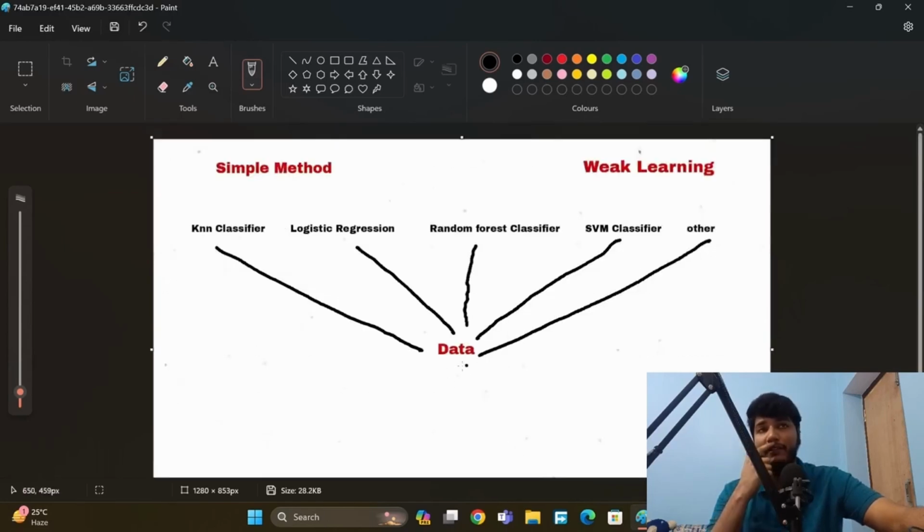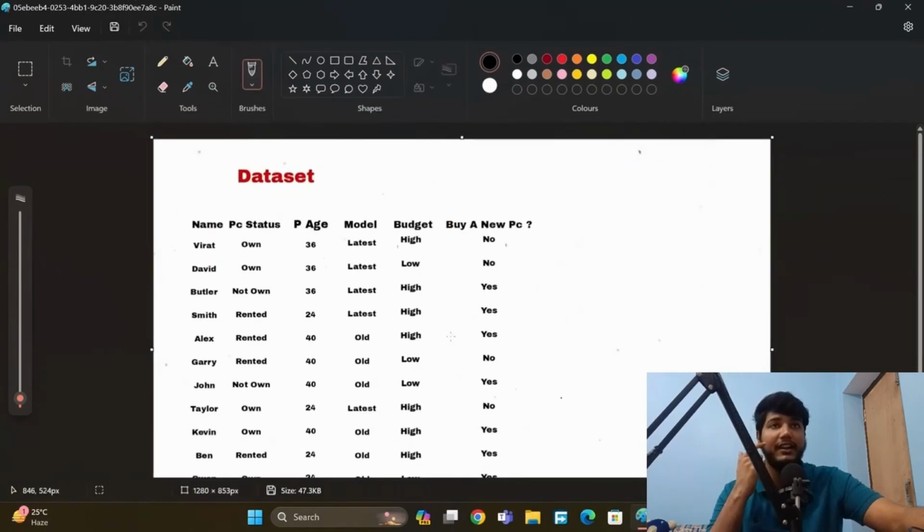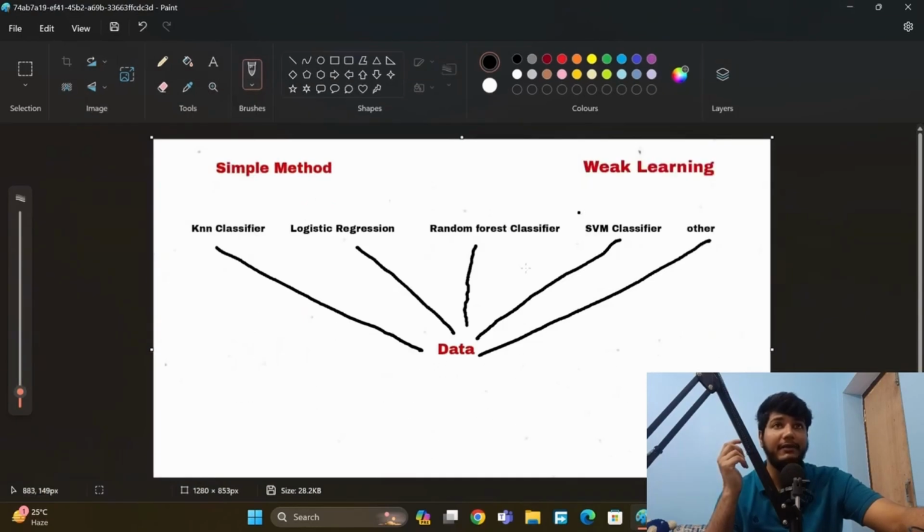So here we have our data. This is the data set. According to this data set, we come to the conclusion of whether a person should buy a PC or not. This is the data of multiple people, okay? For example, Virat owns a PC, age 36, he owns the latest model and his budget is high. Should he buy a new PC? No. And here we have multiple people's data, okay?